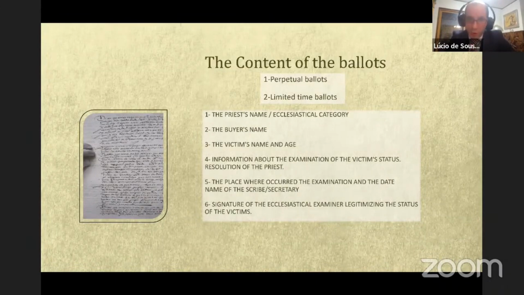of Japanese living in Goa, they were of two types, but they contained the same thing. These passports were in fact made by Jesuits in Japan. They contained the priest's name, the buyer's name, the victim's name and age, information about the examination of the victim's status and the resolution of the priest, and the place where this examination occurred. Finally, the signature of the secretary or the priest, the person that examined the slave. And we have two types of passports: one called perpetual ballots, so they were slaves for life, perpetual, and limited-time ballots for a period of time.